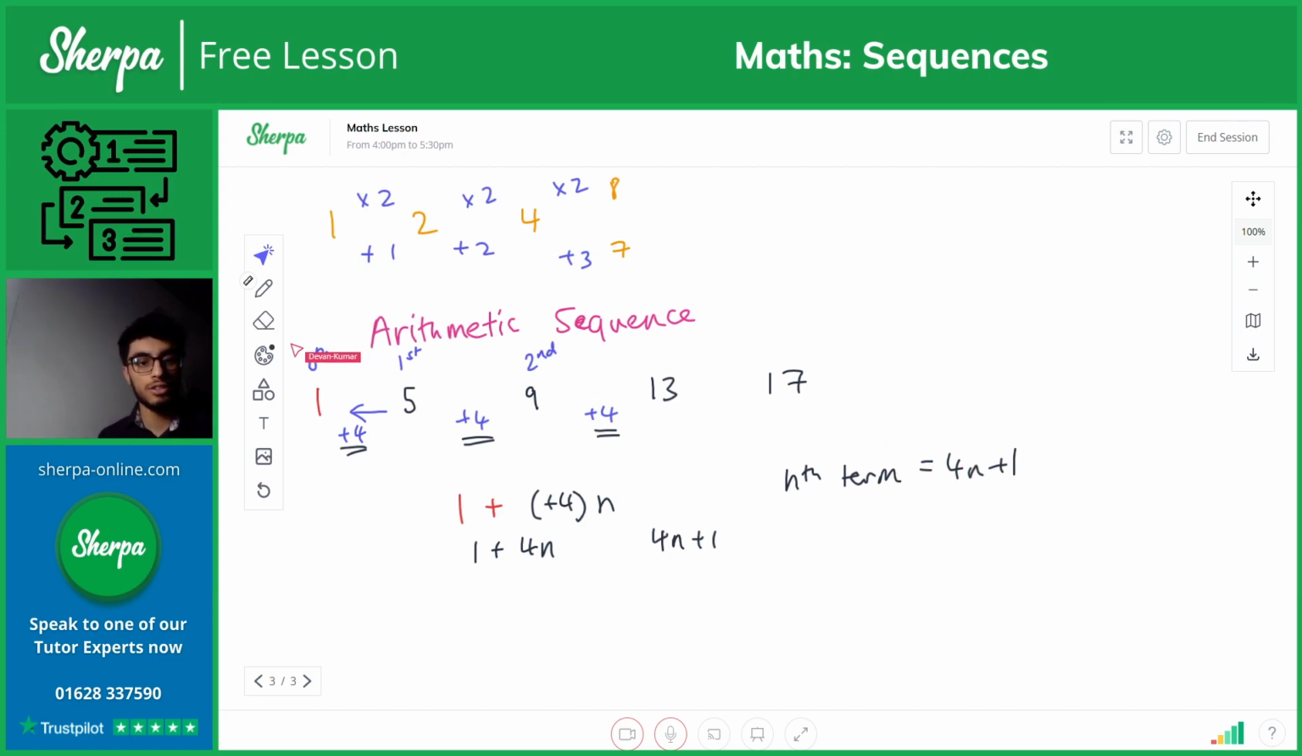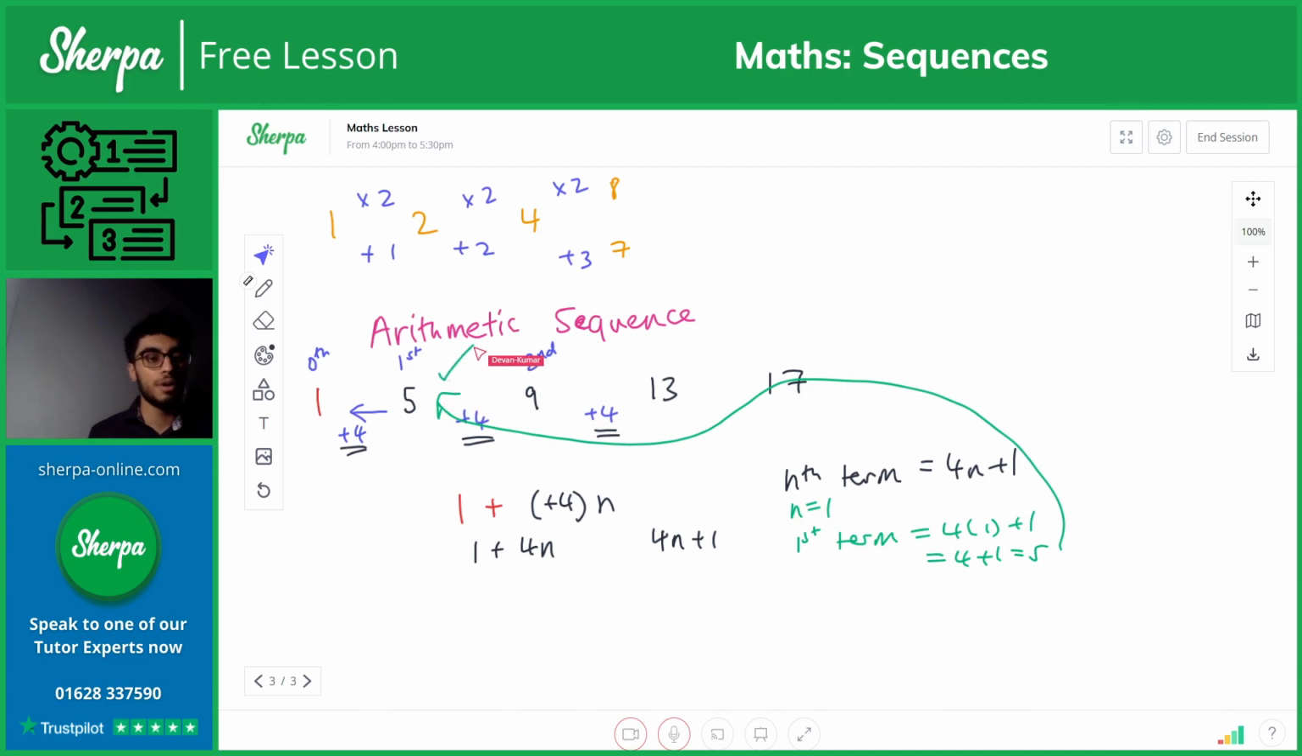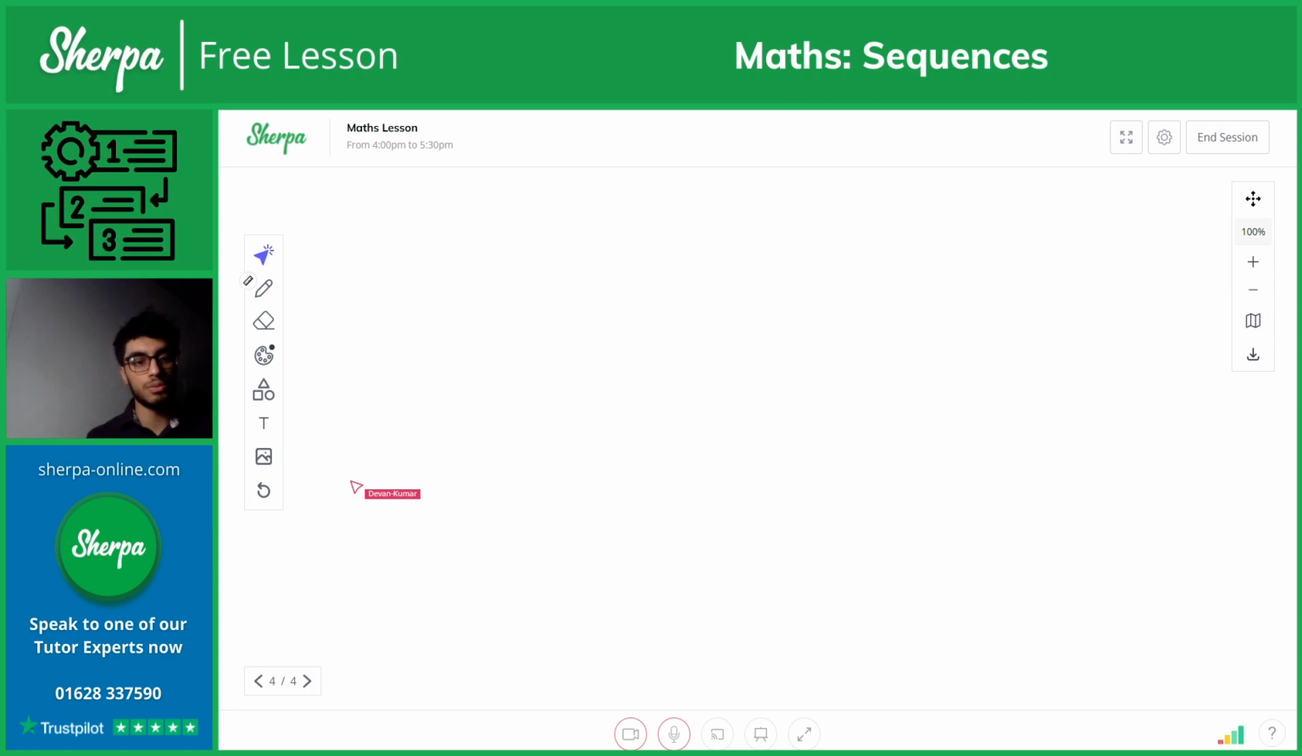And we can try it out. Let's try it out just for the first term. Right? So if we say n equals 1, so then the first term is 4 times 1, add 1, which is 4 add 1, which is 5. And that checks out over here. Perfect. So this is how we're going to figure out the nth term. Now, how does this work? How does this method come to be correct?